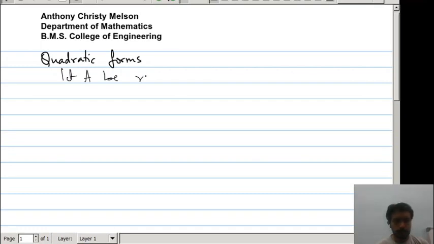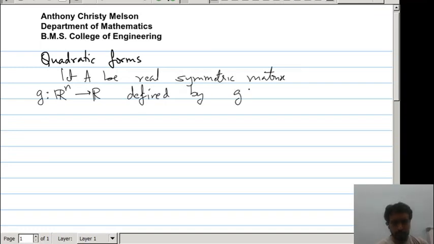Let A be a real symmetric matrix. Then the function g from Rn to R defined by g of x equal to x transpose Ax is called a real quadratic form.